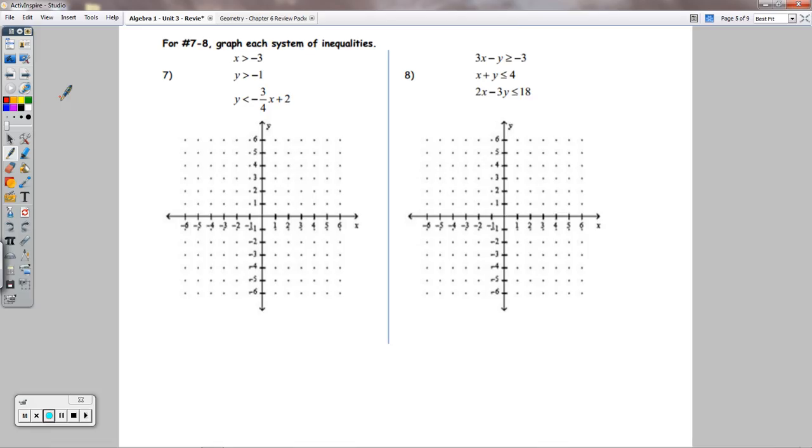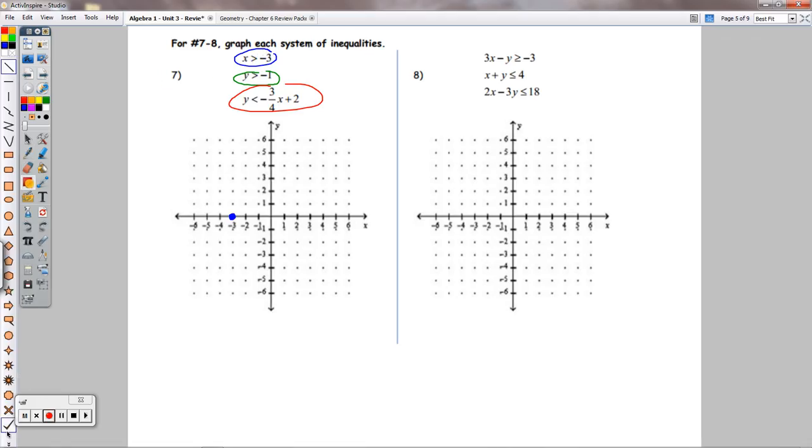Let's move on to 7 and 8. So now we're going to graph each system of inequalities. So on this first one, on number 7, I'll color code some things here. I'll go with blue, green, and red. For the blue line, x is greater than negative 3. When you have x by itself, go on the x-axis to whatever the number is there and think of that as a vertical line, because that's where x would always equal negative 3. However, this one should be a dashed line because you have just strictly greater than. You do not have or equal to.